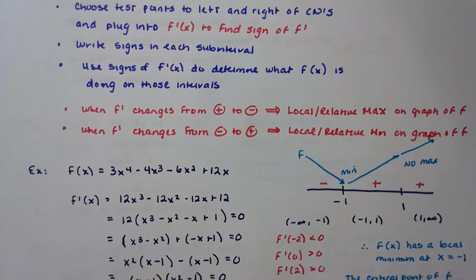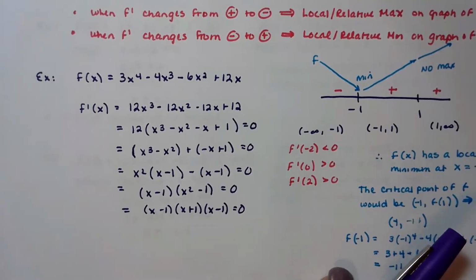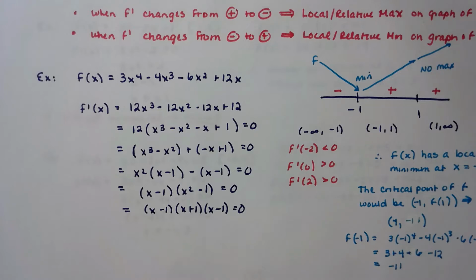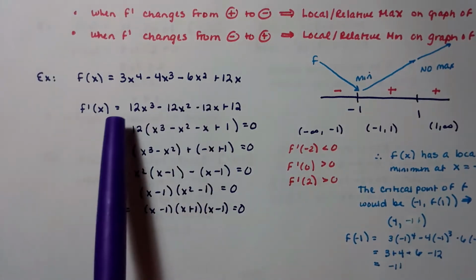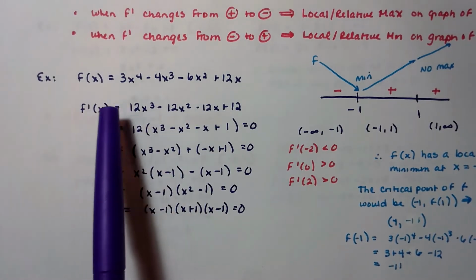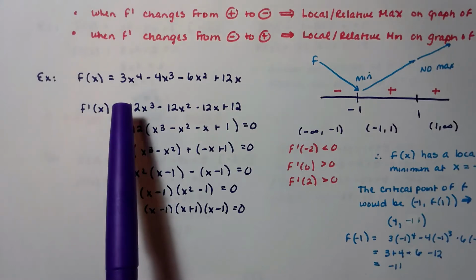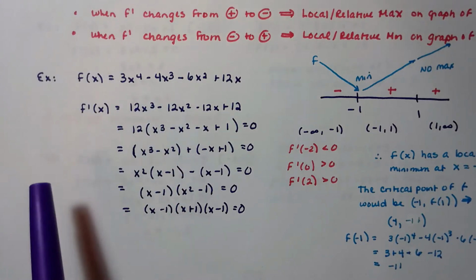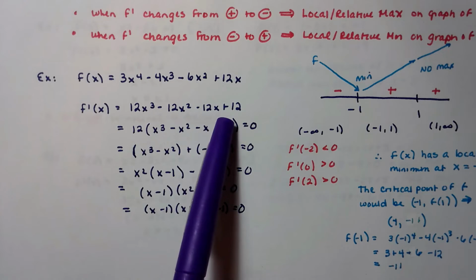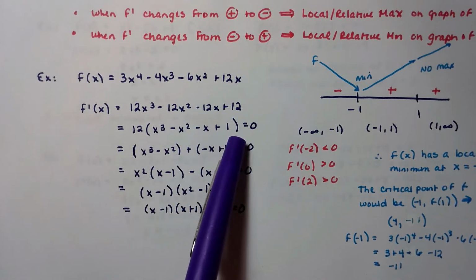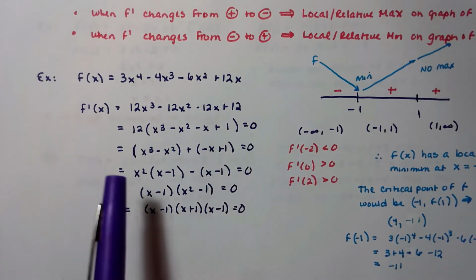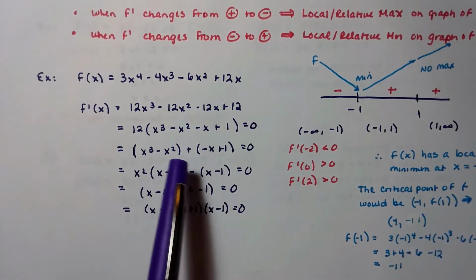So I believe this is the same example, the first example I did in class. You're given a function. So we want to find where the relative extrema on the graph of f is if we don't have a calculator. So we take the derivative, which is right here, pretty easy. I factored out a 12, set the derivative equal to 0, got rid of the 12 altogether, and then I can factor those by grouping.